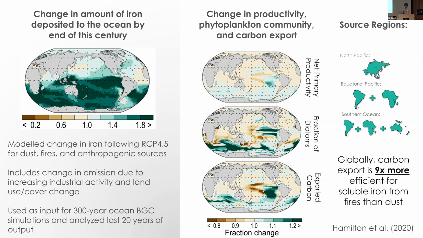My final statistic for you is that in doing that, we can break down the carbon export efficiency of fires compared to other sources. And just in comparison to dust, the one aerosol source which received a lot of attention, we found that the carbon export efficiency, so that's per gram of carbon exported, per gram of soluble iron which is deposited to the ocean, is potentially 9 times more efficient than dust. 9 times, almost an order of magnitude more efficient in the model. So we need to really characterize this. We really need to understand what the future of fires may mean for the global carbon cycle.